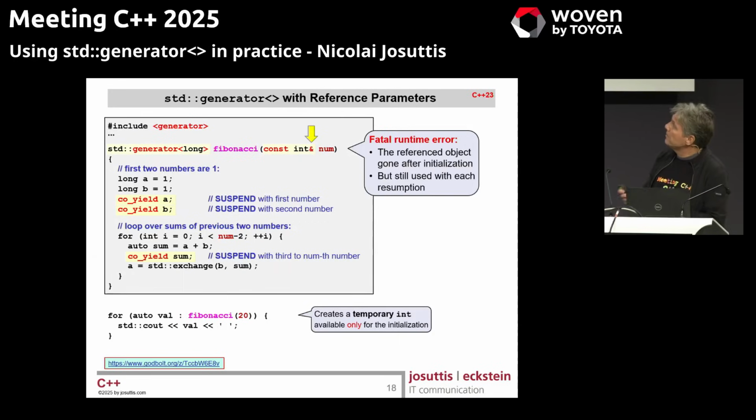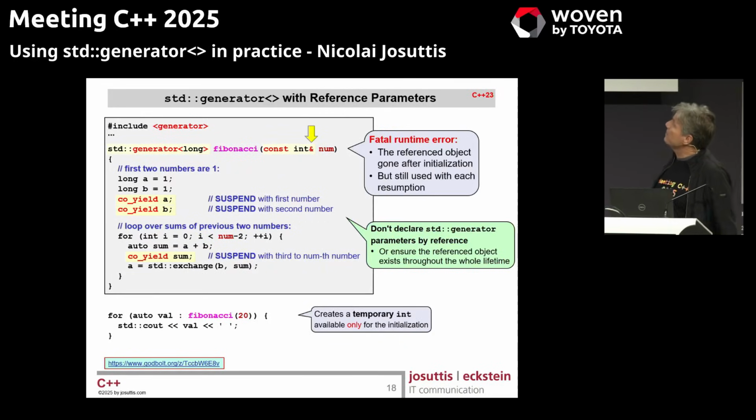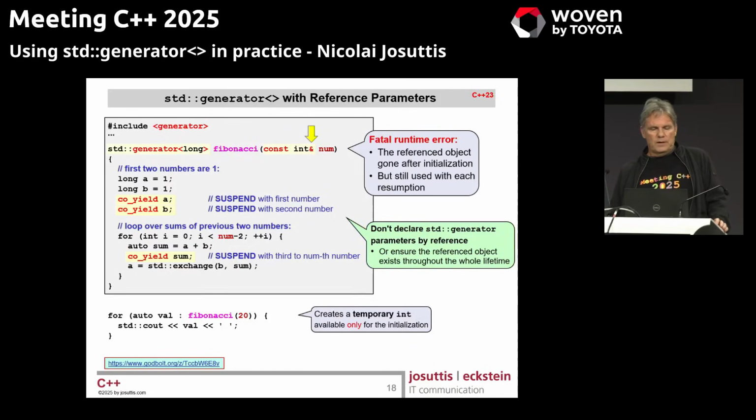So that's it. Don't declare std generator parameters by reference, or ensure that the referenced objects exist throughout the whole lifetime of the coroutine. Because the coroutine internally creates a state for everything available, but that does not mean it creates a copy of num. It creates a copy of the reference. That's the point.